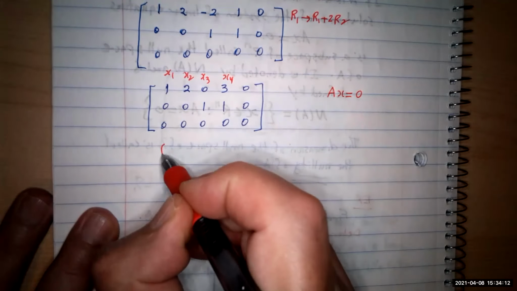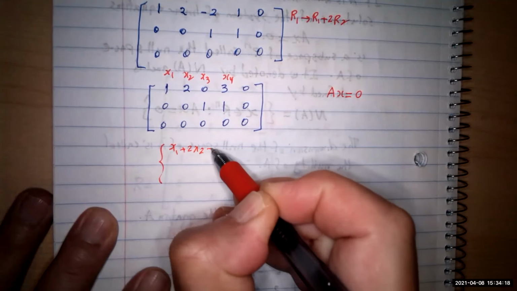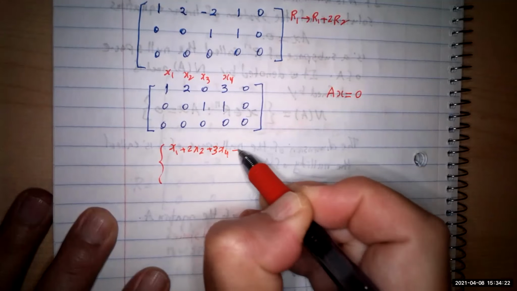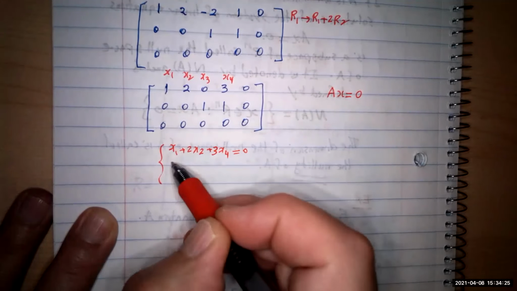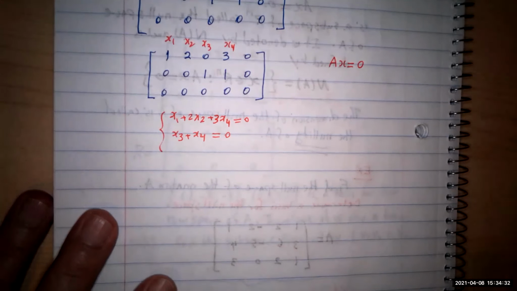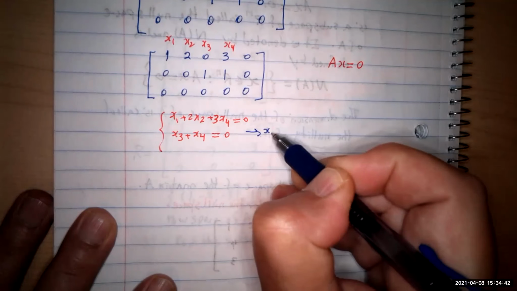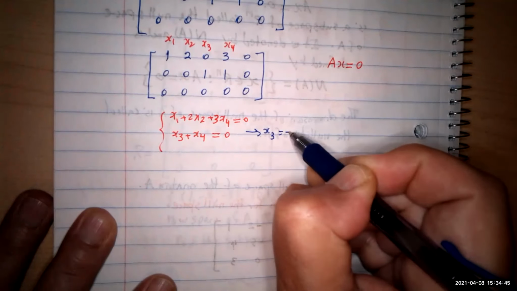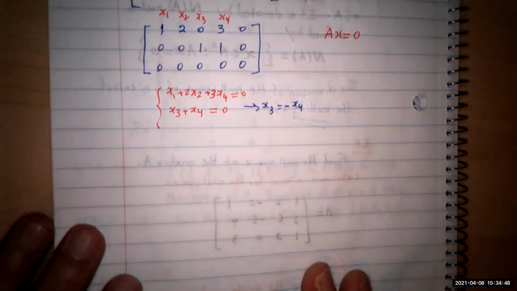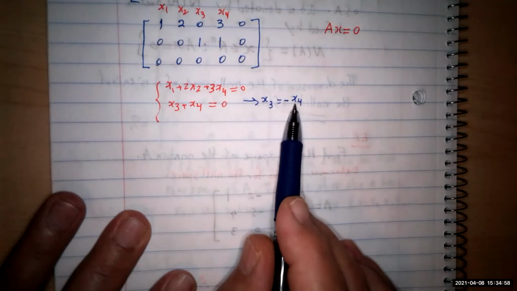So I'm going to rewrite the conclusion. From the first row, x1 plus 2x2 plus 3x4 equal to 0. And from the second one, I will have x3 plus x4 equal to 0 only. This is all we got here. So we have to pick two of these to be free. From this one, I can have, let's say, x3 equal to the negative x4. So you can pick the three and the four to be free, or just one of them. I start from this last part.